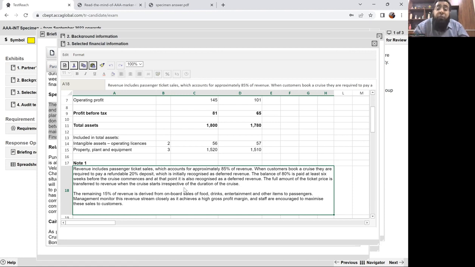6 weeks means 1.5 months. So there may be some trips which are not completed at the year end. And if you are recording their full amount of ticket price as revenue, then this will be wrong. As per IFRS 15, you have to recognize the revenue according to the level of service which you have provided. You cannot recognize the entire revenue together.